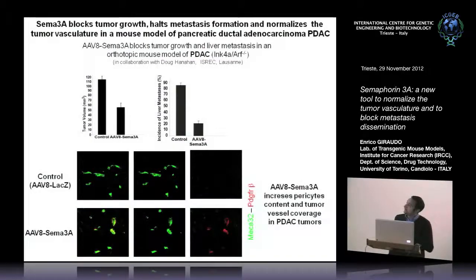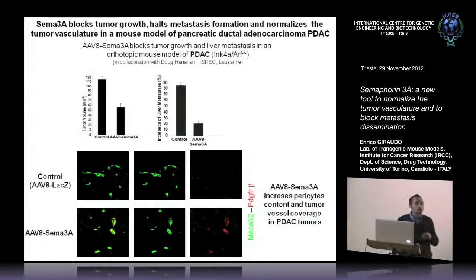Then we checked the vasculature. The vasculature in this model is very different from RIPTEC. They do not have many vessels, and basically the pericytes are almost absent. After the treatment with CIMA-3A, we really saw an increase of pericyte coverage, an increase of pericyte content.